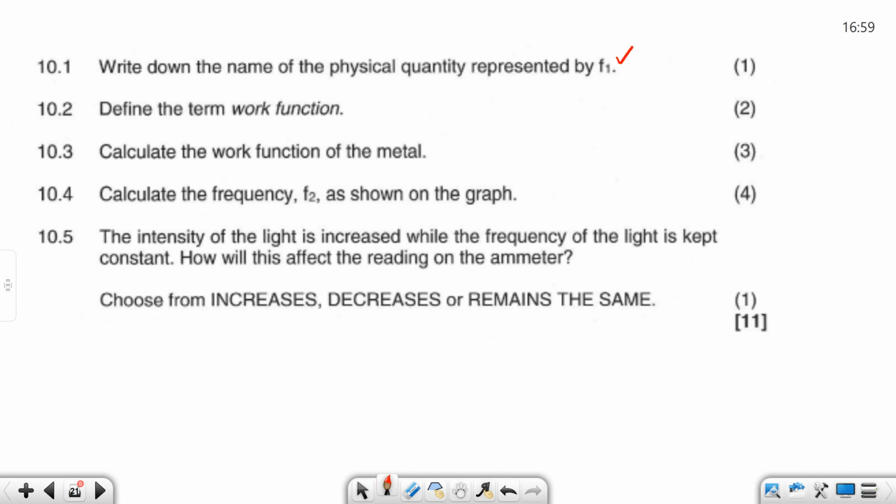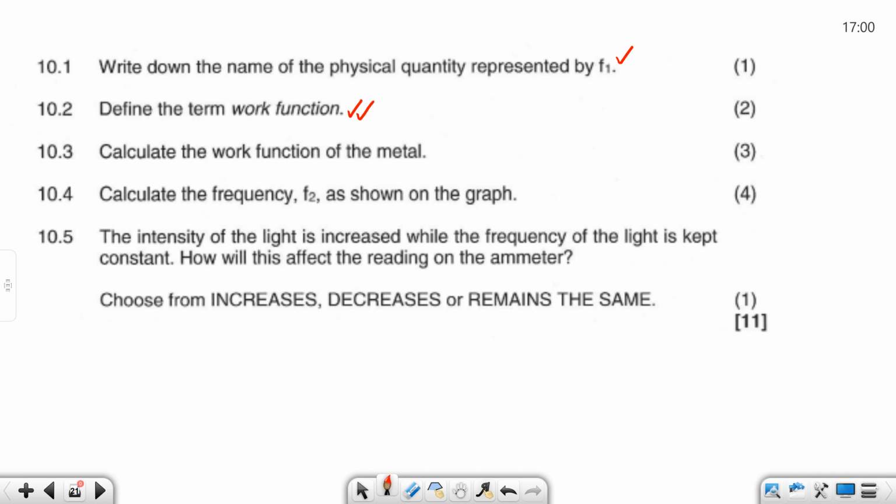Define the term work function. We know that work has to do with energy. So it is the minimum energy of light required to do what? Eject an electron from the surface of a metal. Everyone again, we get that. Calculate the work function. We go to our formula page. What is the formula for work function? Everybody, let's get a formula page. I want you to identify the formula. I know you're used to it, but let's identify it again quickly.